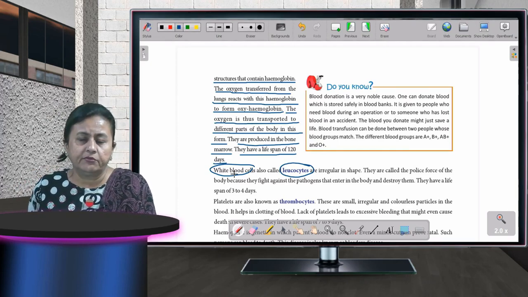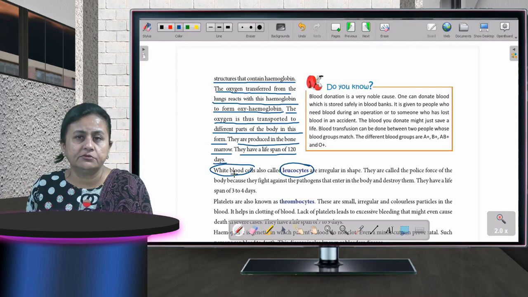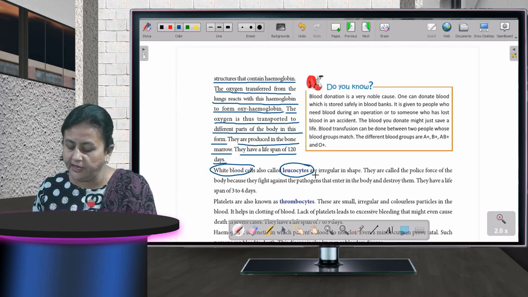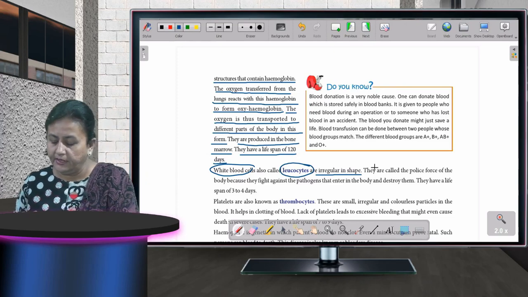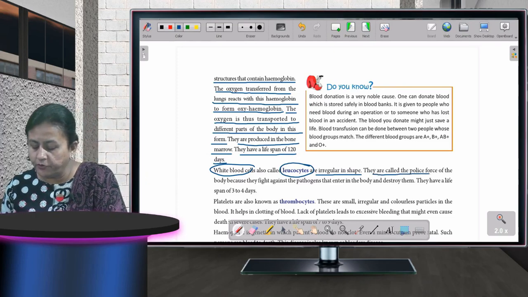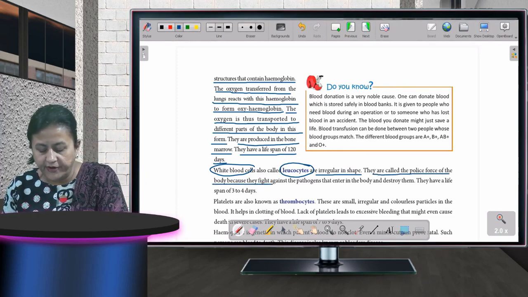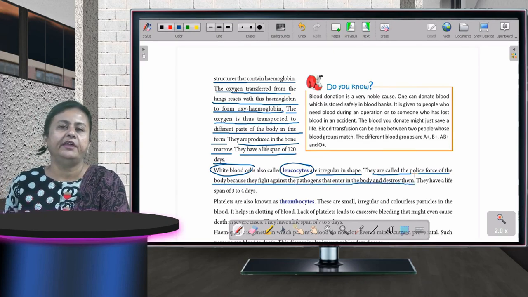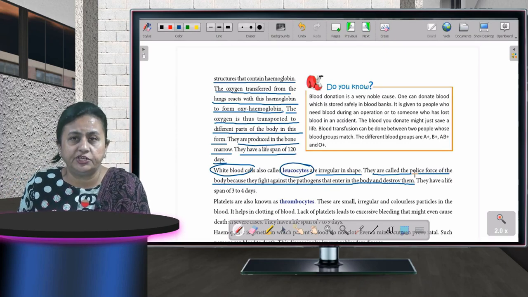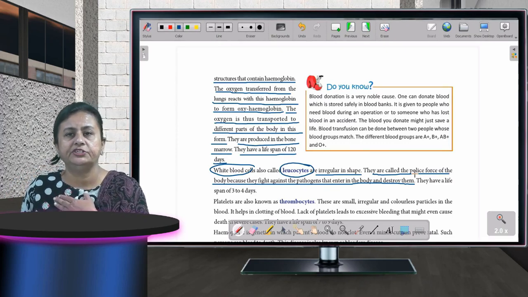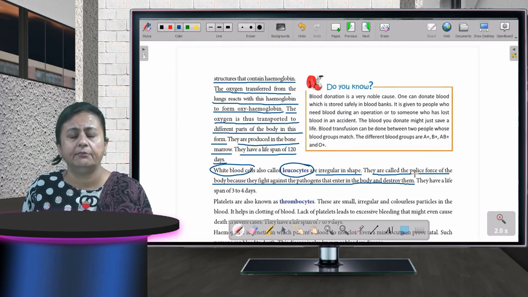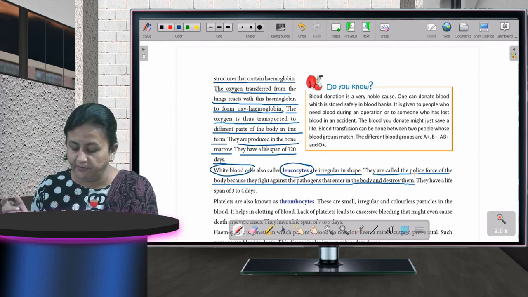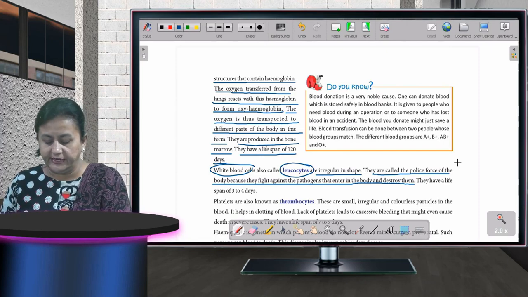The RBCs, that is erythrocytes, were flat disc shaped, but WBCs are irregular in shape. Okay. They are called the police force of the body because they fight against the pathogens that enter the body and destroy them. Okay. Wherever there is an infection in our body, what happens? These are WBCs. They go over there because they fight the pathogens.